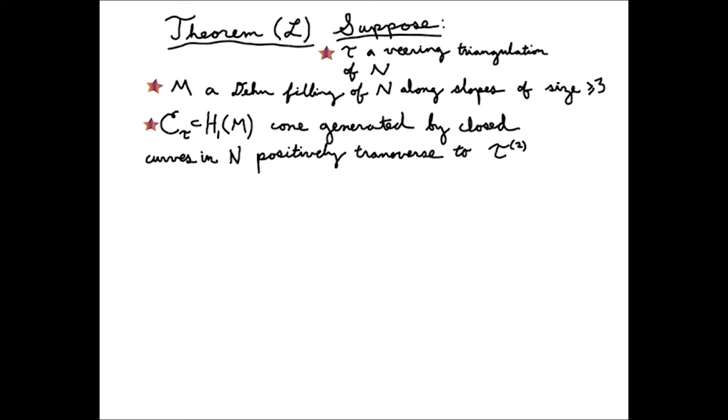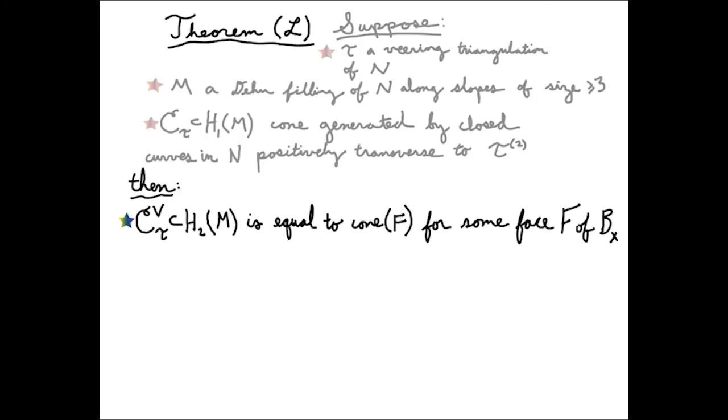Then I want to define the following cone, C sub tau, which is the cone generated by closed curves lying in N, which are positively transverse to the 2-skeleton of tau. Right? So all these curves lie in N, which I'm thinking of as a submanifold of M. And what's true? Then the dual cone, which lies in H_2 of M, is equal to the cone over some face of the Thurston norm ball.